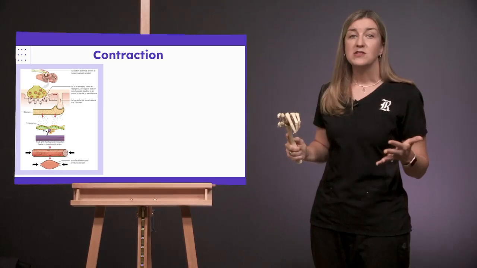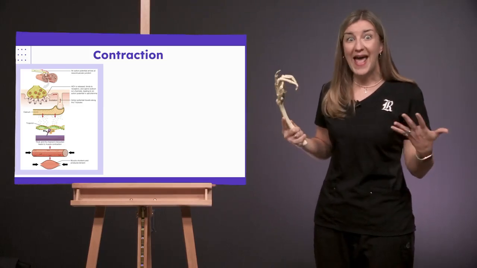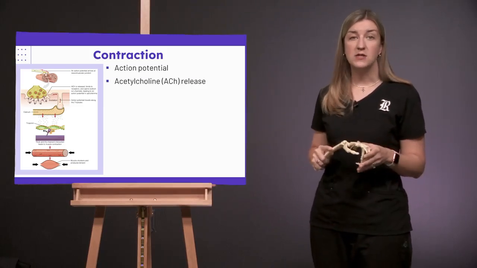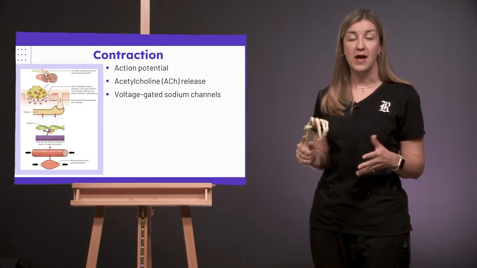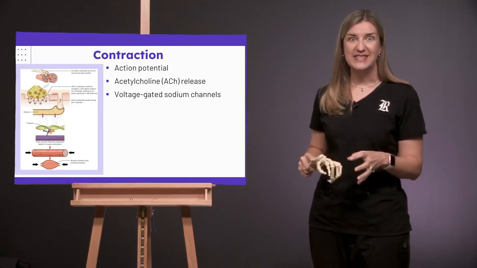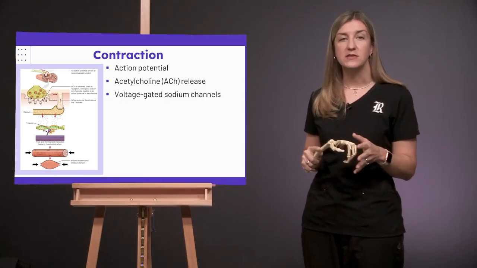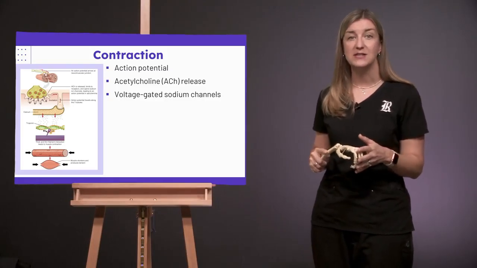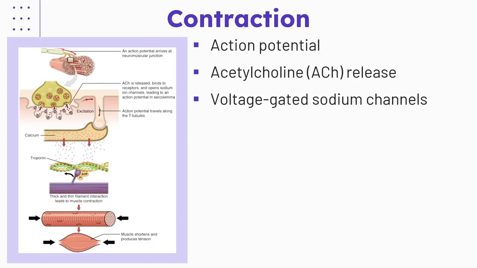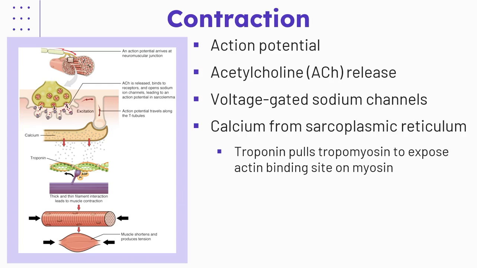So we know skeletal muscles contract to generate force and movement, but how? It all starts with an action potential from the motor neuron at the neuromuscular junction. This excitatory electrical signal causes the neurotransmitter acetylcholine to be released from the motor neuron. The muscle cell receives the acetylcholine, which makes it open voltage-gated sodium channels, which generate another action potential in the sarcolemma. This then causes the sarcoplasmic reticulum to release stored calcium ions.